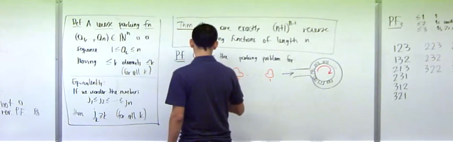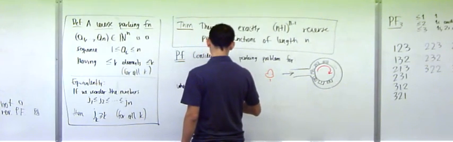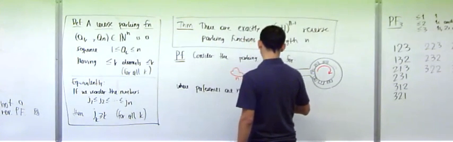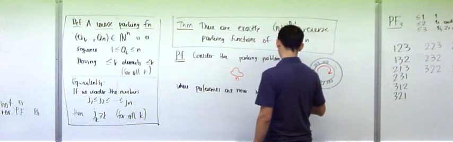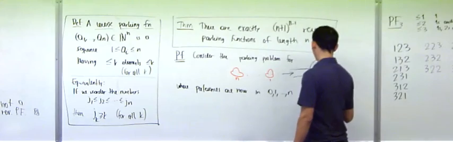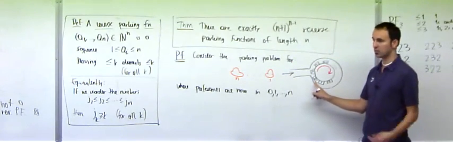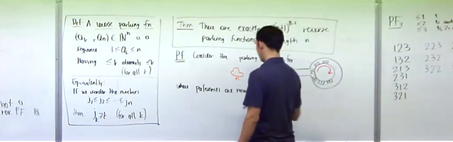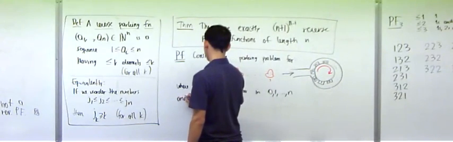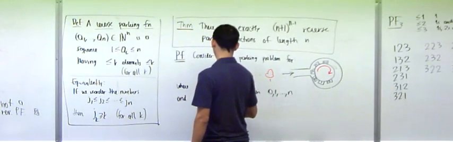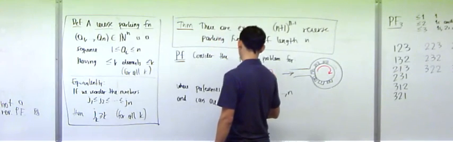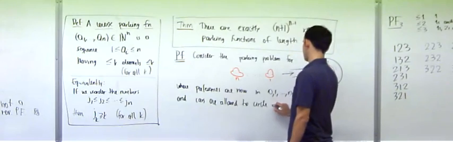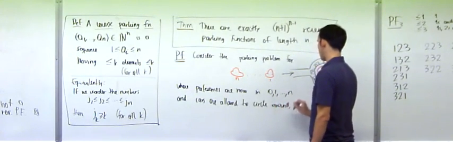So preferences are now between 0 and n. So you are allowed to prefer the spot 0, which you weren't before, right? This spot didn't exist. Preferences are now like this, and cars are allowed to circle around. So in the end, everybody parks.